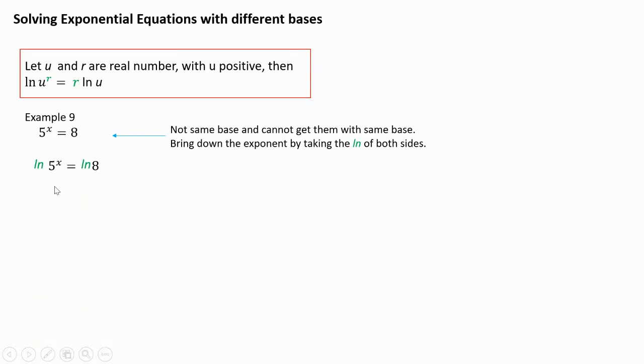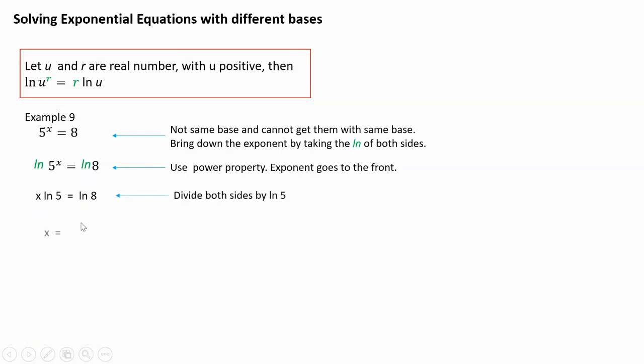You do it to both sides. So by the rule, the x comes to the front. Then we divide by the ln of 5, and then you plug it into the calculator. So we put approximately, because this will be an irrational number. It will never end. Most of the time, like in your homework, they're going to ask you to round to 3 or 4 places, and I believe most of the time it's 4 places. So the answer is going to be 1.2920.